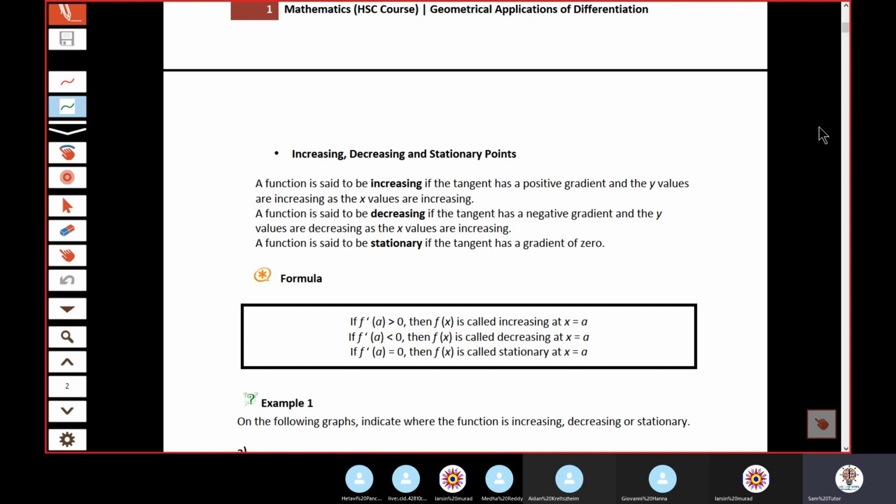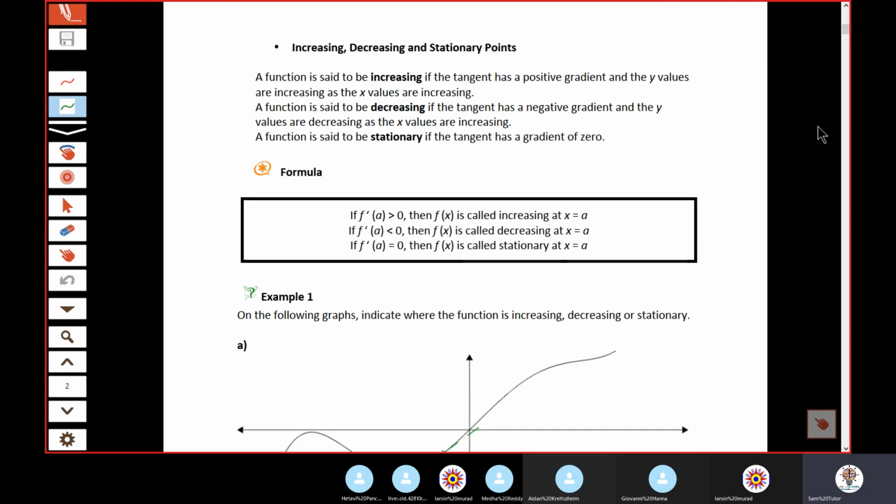So the first thing we're going to learn is increasing, decreasing, and stationary points. So a function is said to be increasing if the tangent has a positive gradient. So a positive gradient means slope to the right. So something's increasing if it's sloped to the right. Something is said to be decreasing if it is negative gradient or slope to the left. And something is said to be stationary if it has 0 gradient. So when you hear the word stationary, we talk about the gradient or the line is flat.